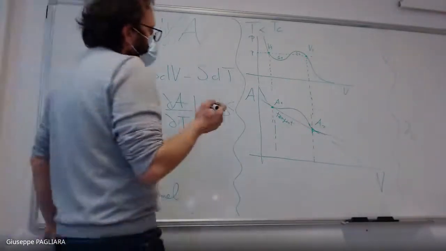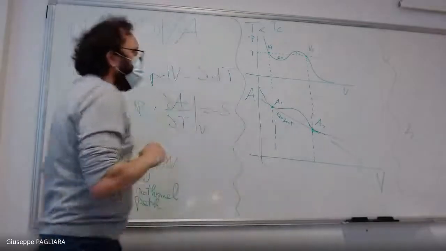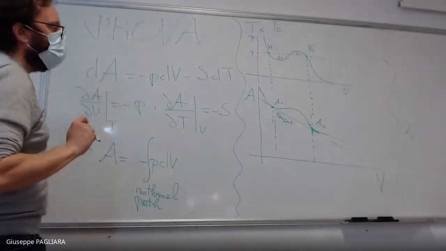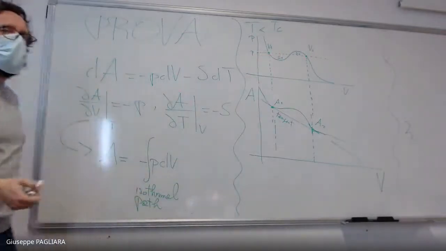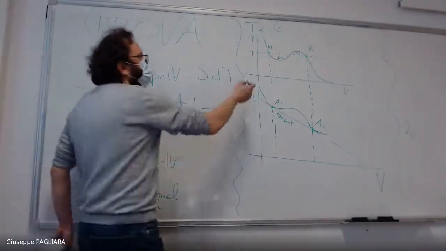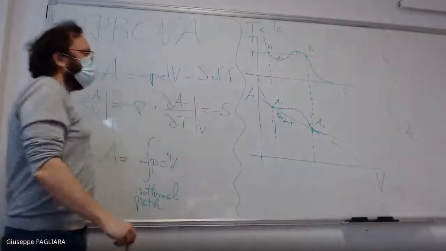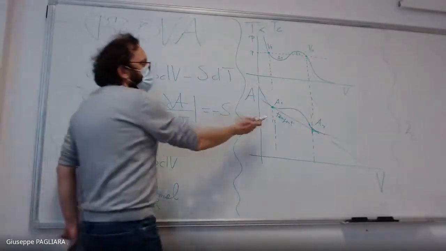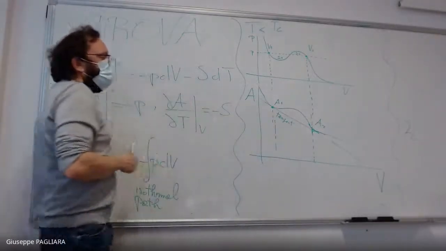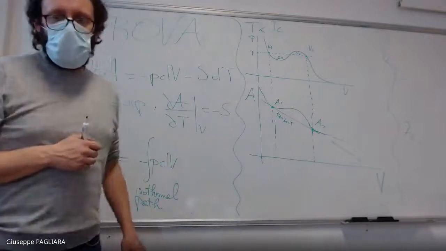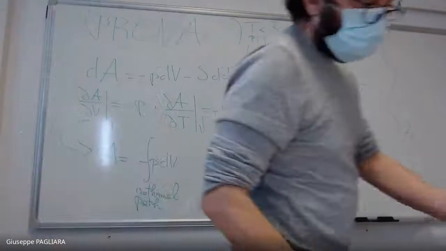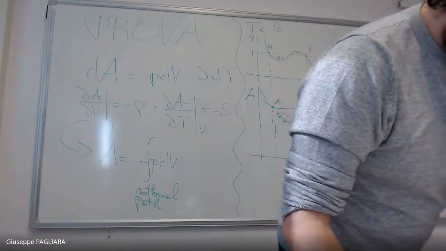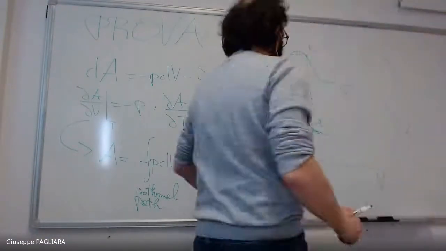But what happens here clearly is that in A1 and A2, the pressures are equal because they correspond to those two points here, which graphically means that the tangents of this curve in those points are the same. Okay? So now what we can observe is the following.